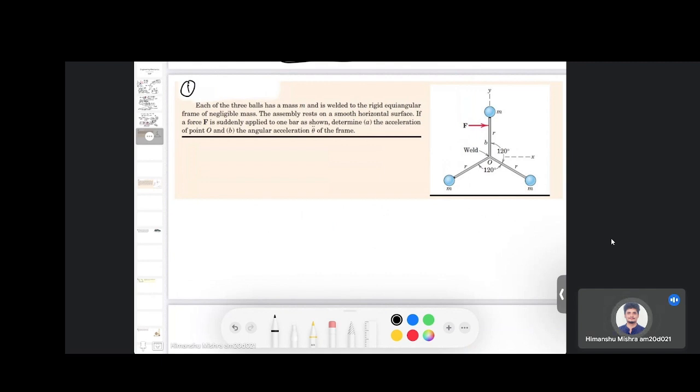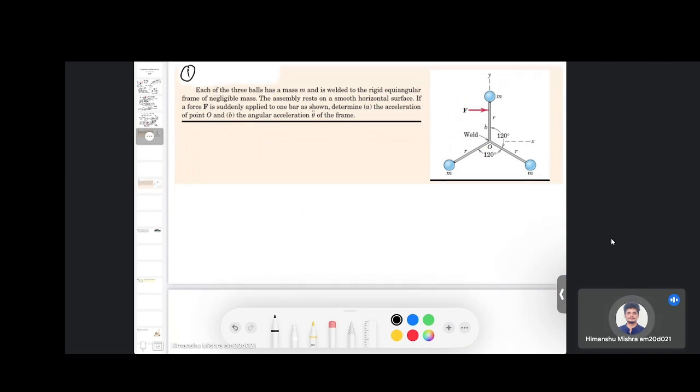Here, each of the three balls has a mass m and is welded to the rigid equiangular frame of negligible mass. The assembly rests on a smooth horizontal surface. If a force F is suddenly applied to one bar as shown, determine the acceleration of point O and the angular acceleration theta double dot of the frame. Right, so we need to determine the acceleration and the angular acceleration, and we are given three balls of mass m and there is a force F which is acting.